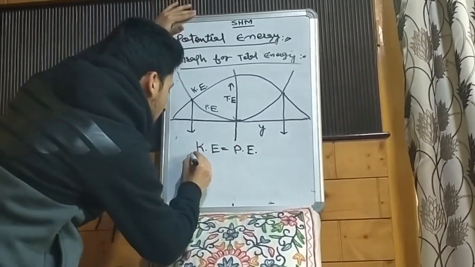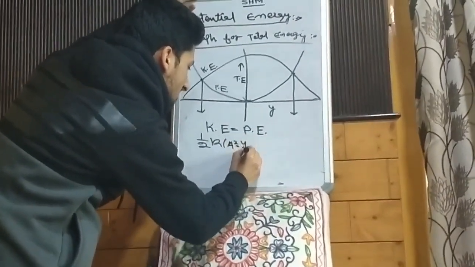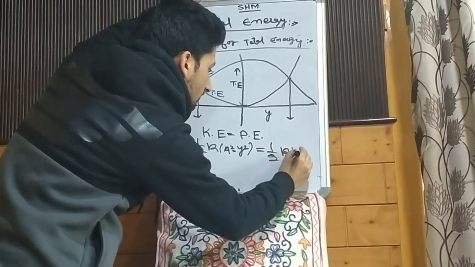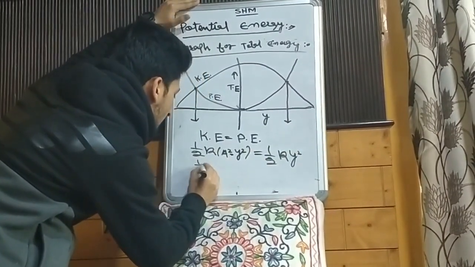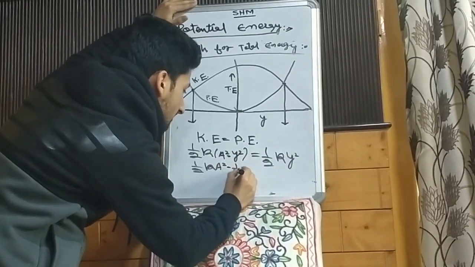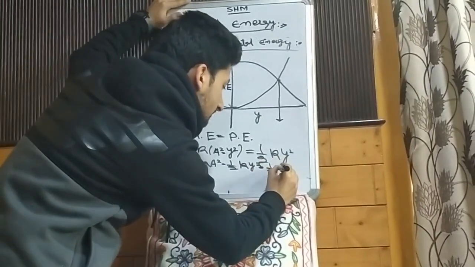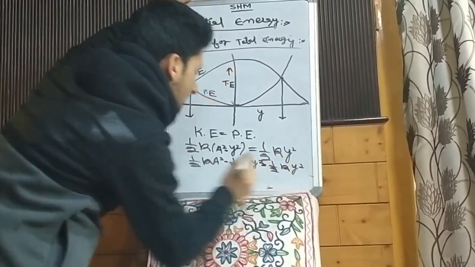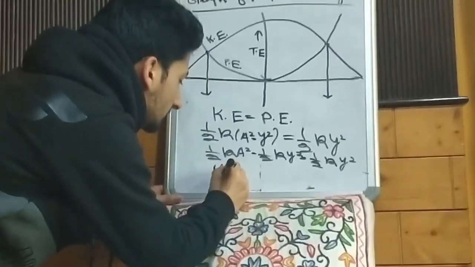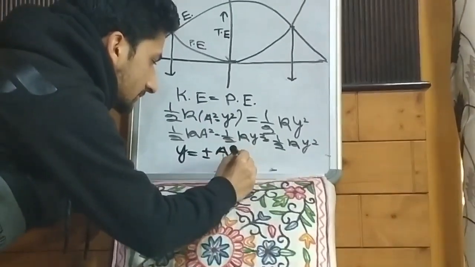Kinetic energy, we know, is equal to 1/2 k (a² − y²), and potential energy is equal to 1/2 k y². So this will be equal to 1/2 k a² − 1/2 k y² equal to 1/2 k y². By simplifying this equation, y will come out to be ± a divided by root 2.